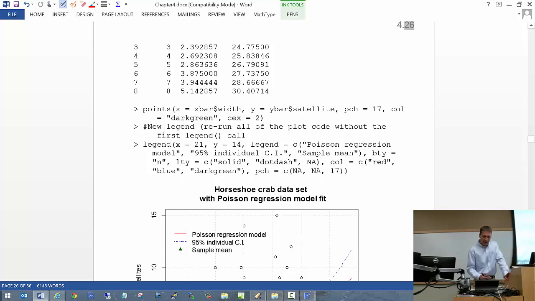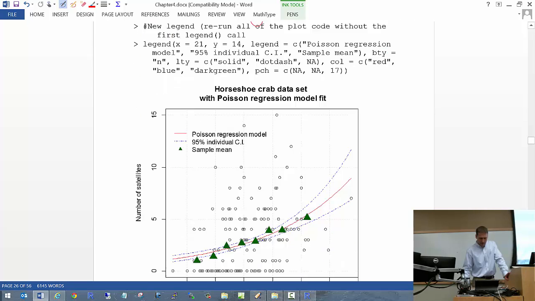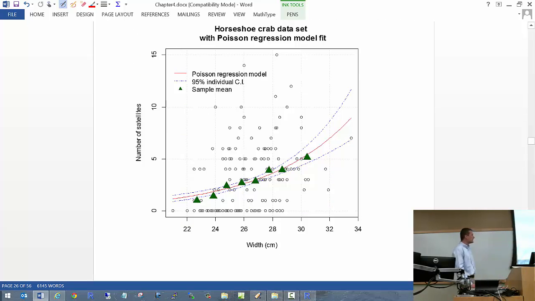And so I need to plot these sample means. So to plot some points on a plot like what we just did, I can use the points function. I'm going to plot points at the width means and the satellite means. The plotting character I'm going to use is a triangle, which is plotting character number 17. The color is going to be dark green, and I'm going to make it a little bit bigger than the normal default. And this is what I get. So for example, the first green triangle here is drawn at 22.69 and y equal 1.